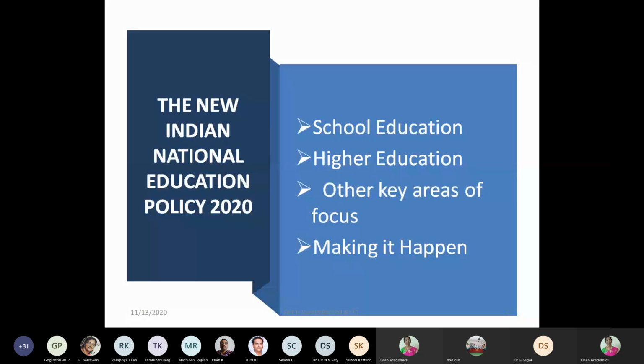With this driving force, keeping the tradition of India, culture, and all these in view, the drafting committee has released a document which is having 66 pages. And that 66 pages document is divided into 4 parts. Mainly it has part 1 as school education, and the second one higher education, then third part other key areas of focus, and fourth part making it happen. The document was divided into these 4 main parts, and as higher education institutions, we are going to focus more on the aspects that are suitable to higher education.